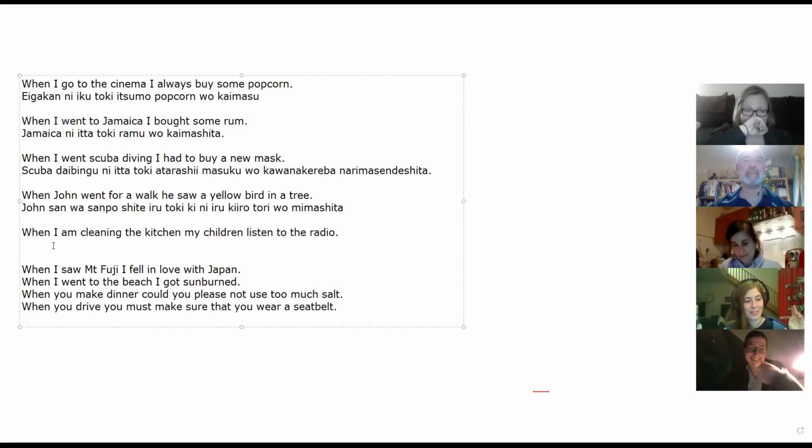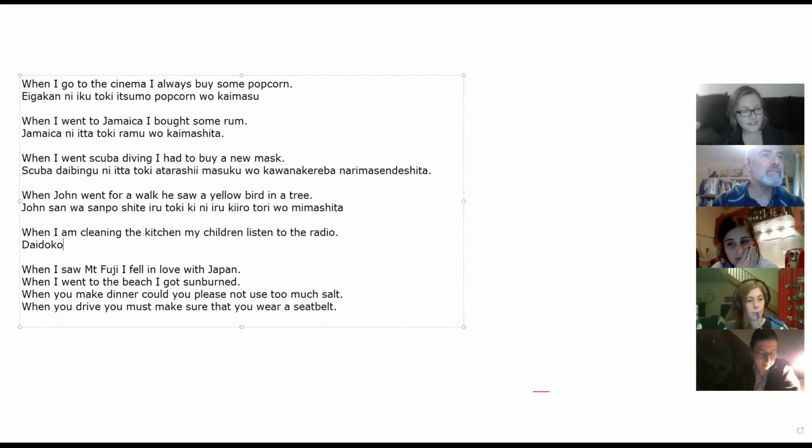Amanda, when I'm cleaning the kitchen, my children listen to the radio. This also sounds like a kind of song lyric, doesn't it? Daidokoro de sojisuru toki. Watashi no kodomo. You can just say kodomo. Just kodomo is fine. Okay. Just no watashi.